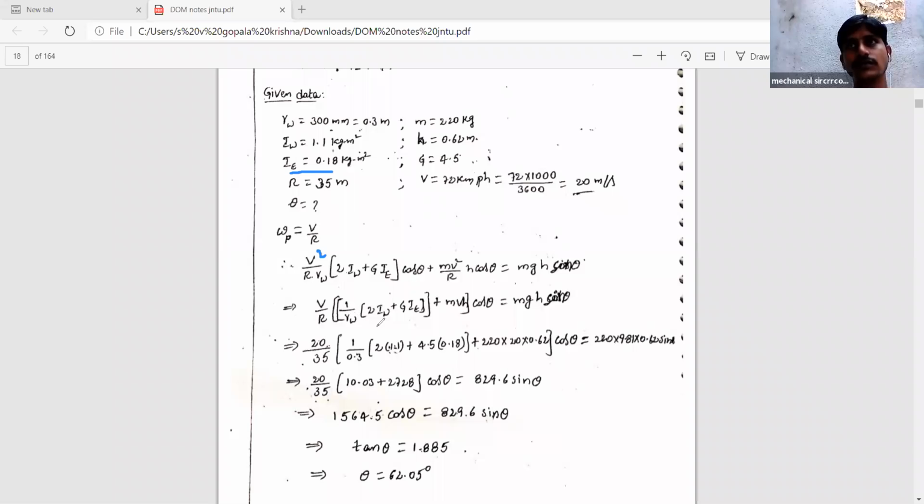So now all of you observe that. Here v is 20, capital R is 35 meters. And again here observe v by capital R and 1 by r suffix w, r suffix w is 0.3, and I suffix w is there. Just substitute all the known values.